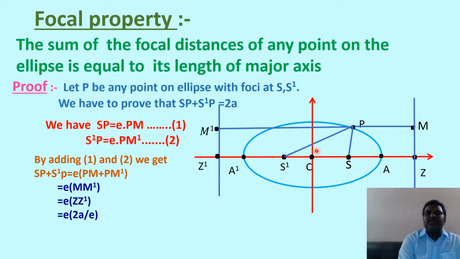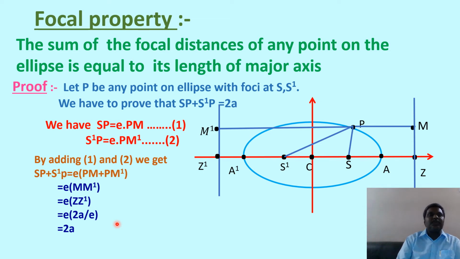So the distance from the origin to x equal to a by e is what? A by e. So that is nothing but 2 times of a by e. SP plus S dash P is equal to 2 times of a by e. E gets cancelled. That is why you have 2a. Therefore SP plus S dash P is equal to 2a.